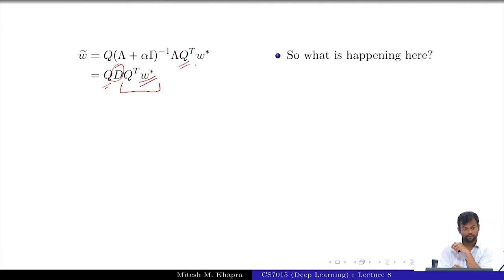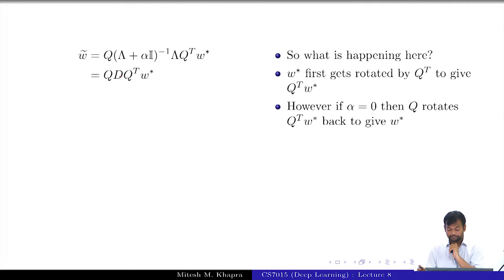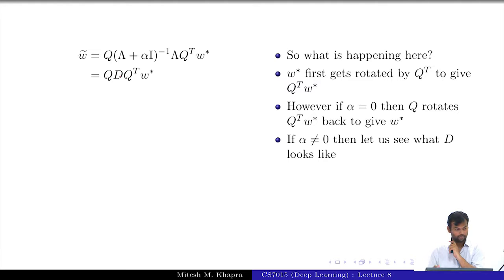Q transpose would rotate it by something, and then Q would rotate it back. Right? That means you will end up getting the same solution. Okay. If alpha is equal to 0, we understand. Now if alpha is not equal to 0, first let's see what this matrix looks like.